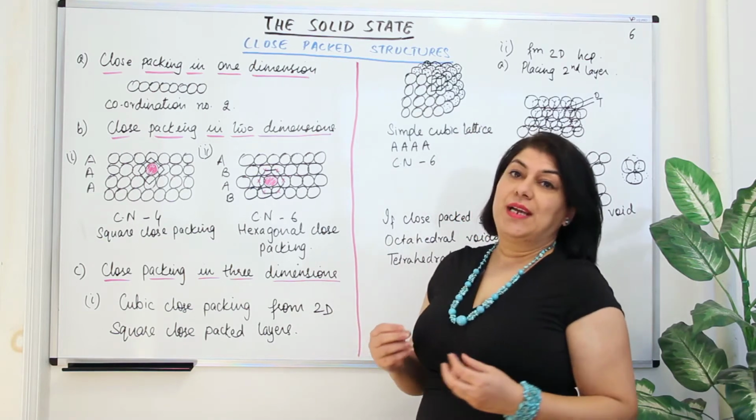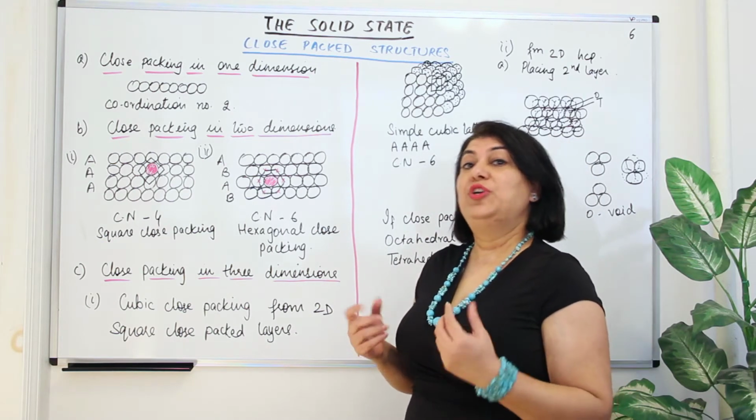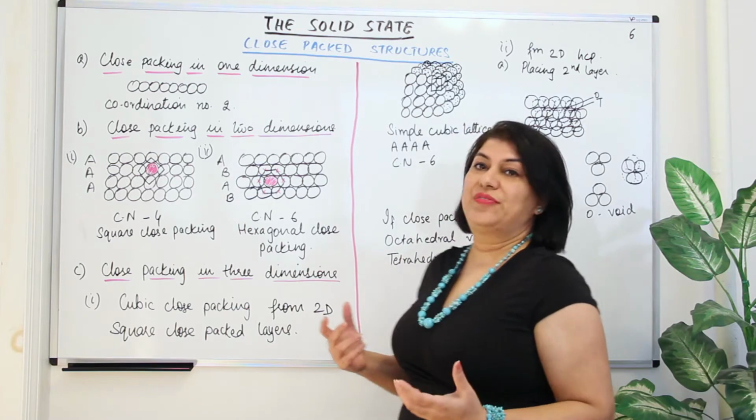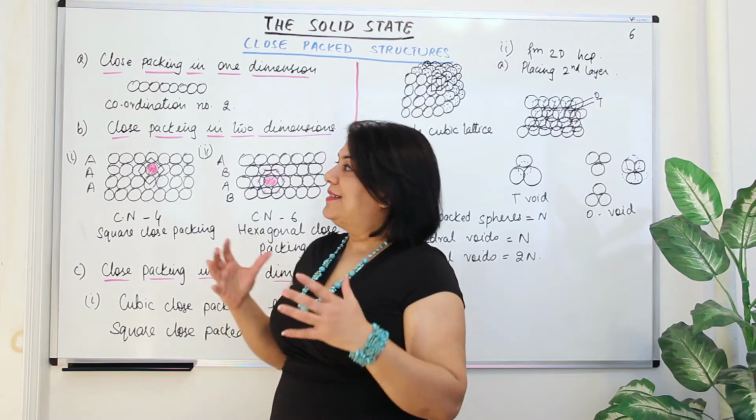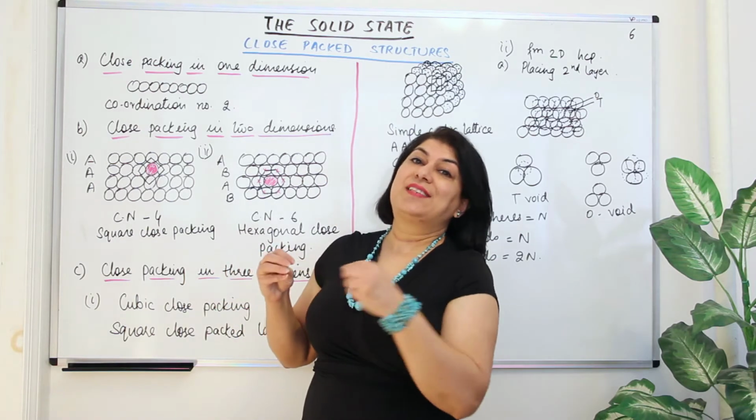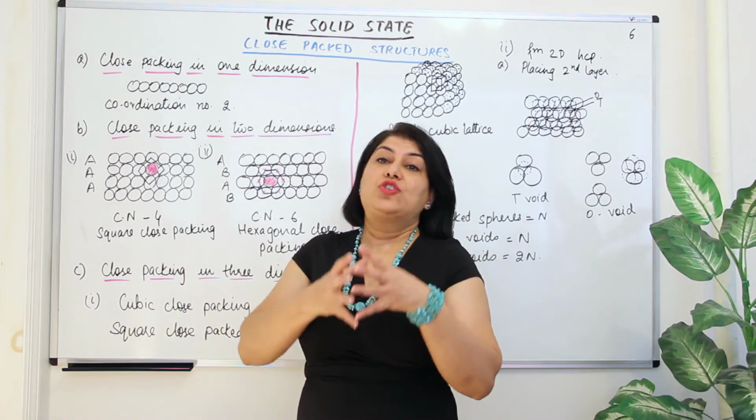It is now time for us to understand close-packed structures. We have understood that there are different types of unit cells and there are 14 different types of Bravais lattices. Let us now see how these atoms are arranged to form solids.